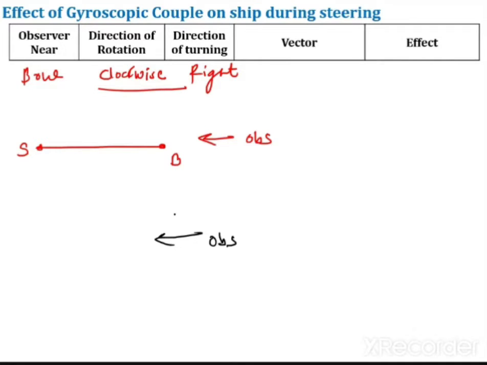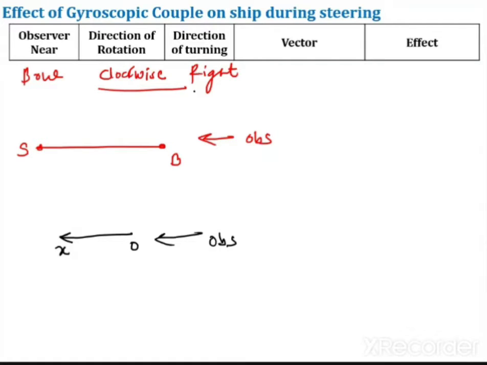That means he is looking at the ship from the front. Okay. So bow clockwise right. Bow clockwise right. So I will take it like this. This is my O point, this is my X point, and the arrow will be away from the observer. Now it is clear. Next.